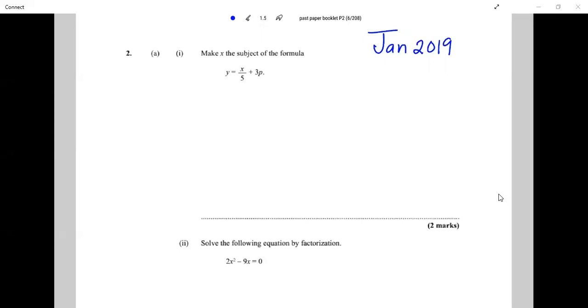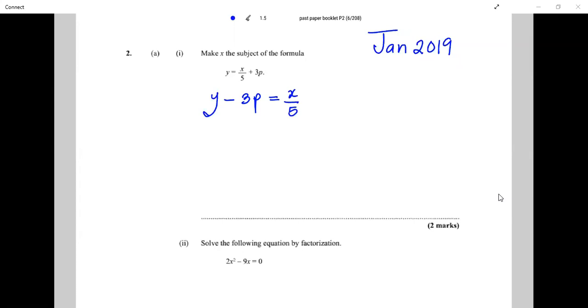The first thing: anything that doesn't have an x, get everything with x on one side, and everything that doesn't have an x on the other side. So I'm going to have y minus 3p is equal to x over 5. So positive 3p goes over and becomes negative.